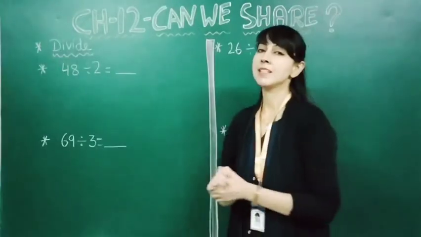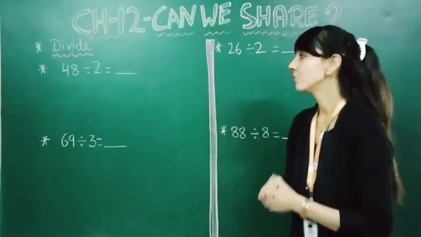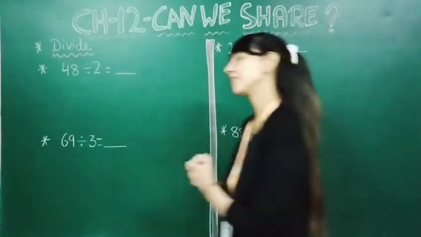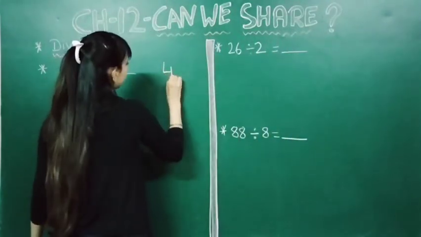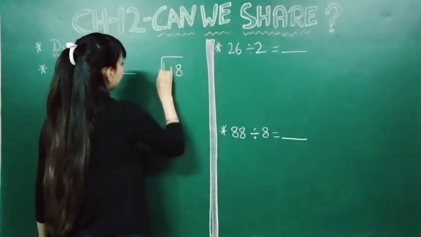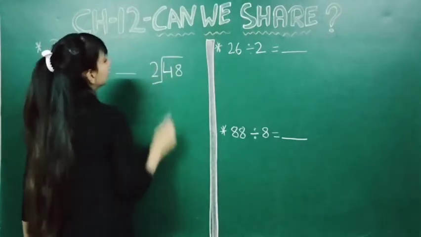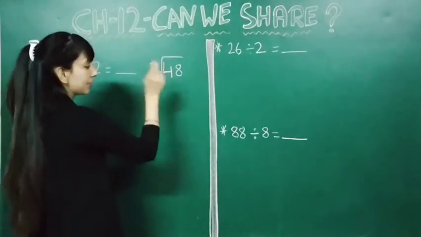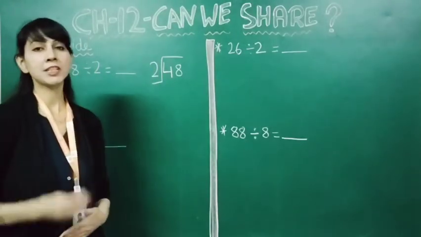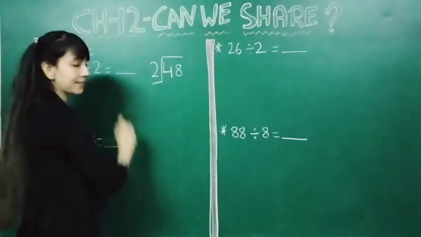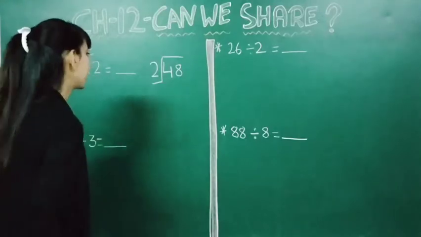Yes. Now students, let's see another exercise, divide. 48 divided by 2. Now let us do it. 48 divided by 2. The number to be divided is called dividend. The number by which it gets divided is called divisor. Yes. Now let us do it.